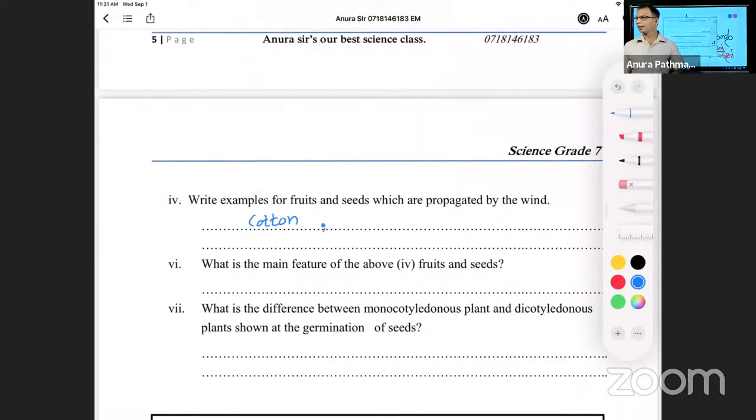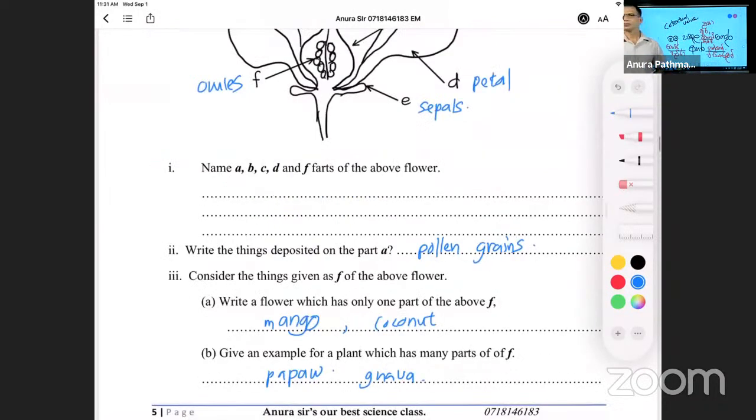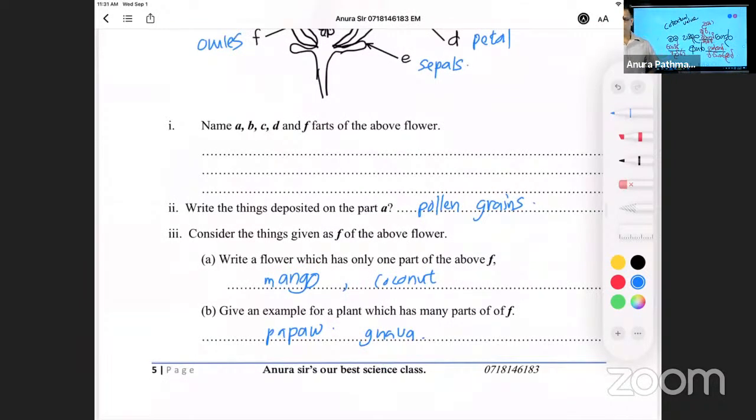Hey, can you scroll up? Can you show me, read the previous one? Yeah.